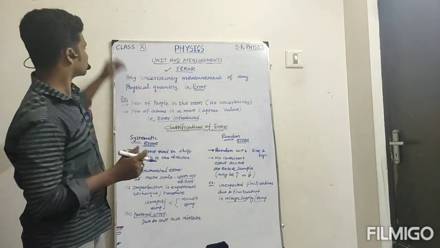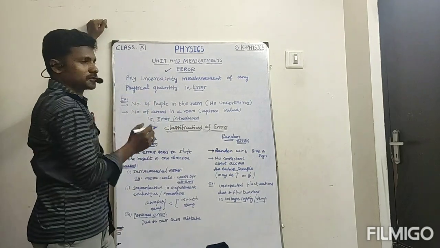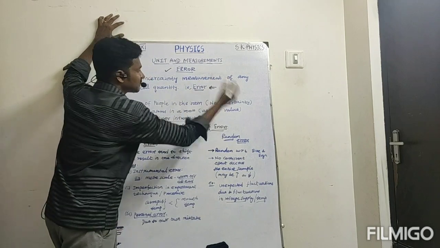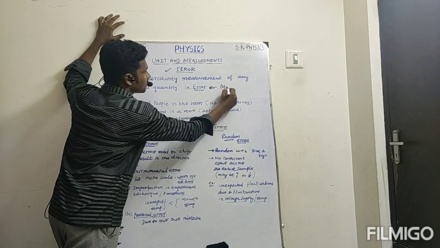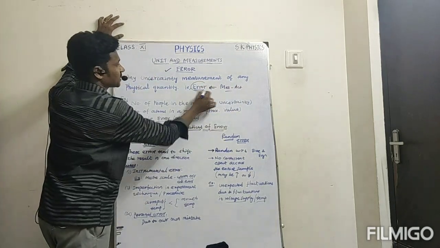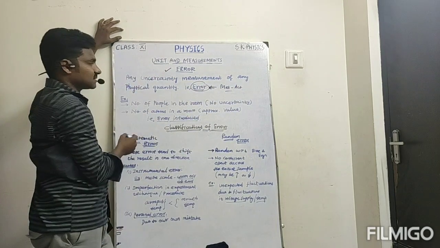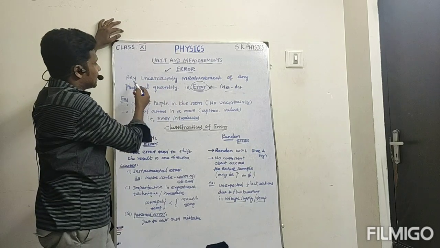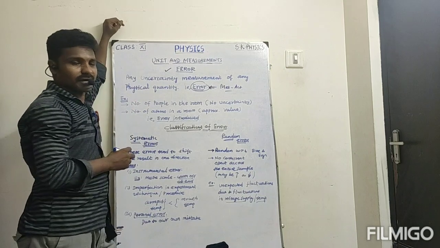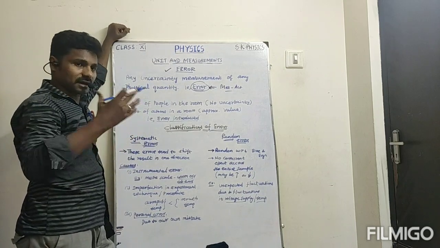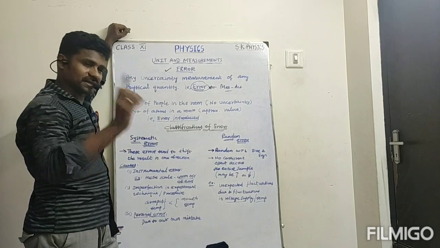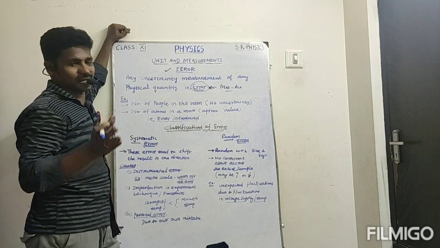So please listen. Error is nothing but the difference between the measured value and the actual value. So that only we mention, in the other way, as the uncertainty in the measurement of any physical quantities. If something is definite, it means there is no error.